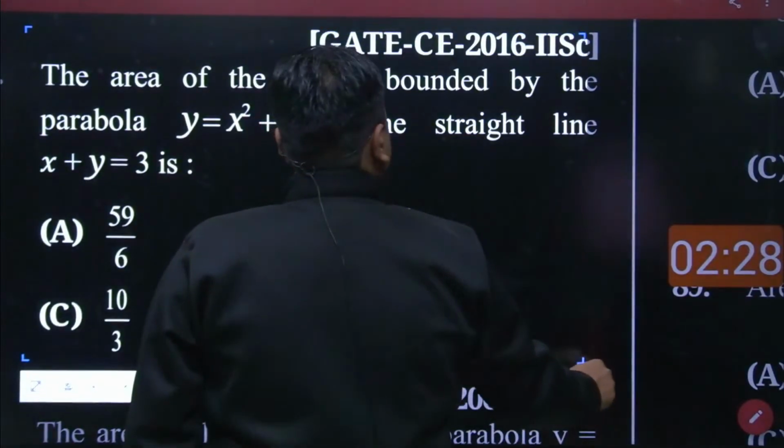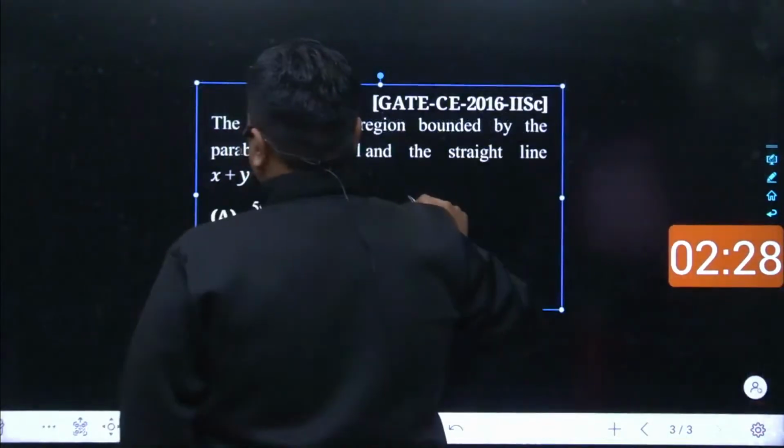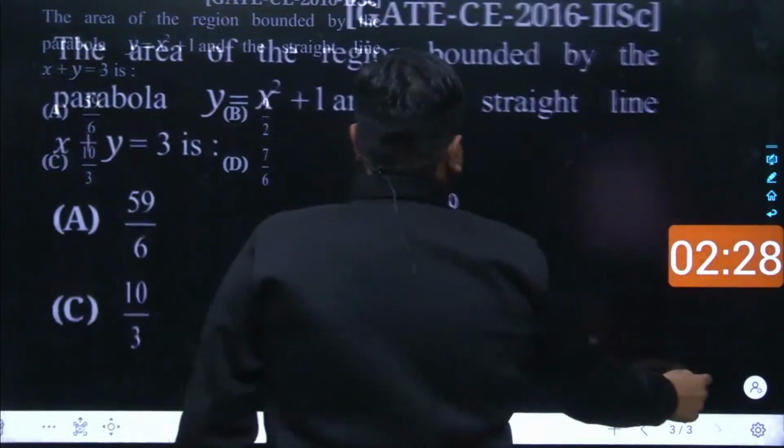The problem had been asked in GATE Civil Engineering in the year 2016. The problem was framed by IISc Bangalore. Read it carefully and tell me what must have been the answer over there.